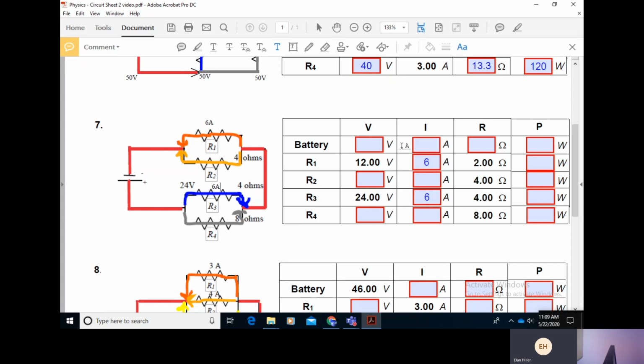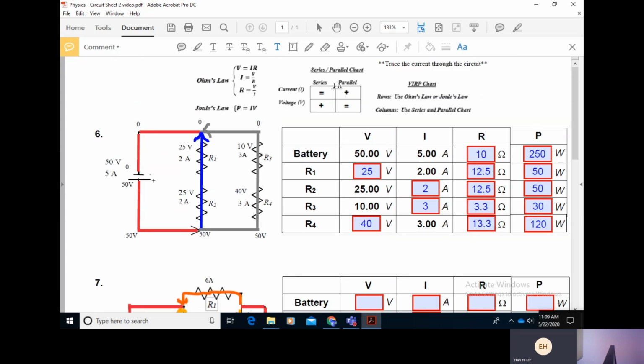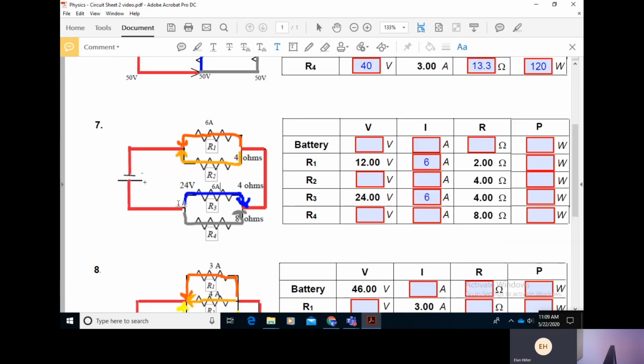So now is where I need to go to my voltage side of things to figure out the rest of the puzzle. Because parallel voltage is the same. So what that means is from here to here, there's going to be a voltage drop across this combination of resistors, and that voltage drop is going to be exactly the same. Since I know that R3 has a voltage drop of 24, then R4 must have the exact same voltage drop of 24 volts, because parallel voltage is the same.